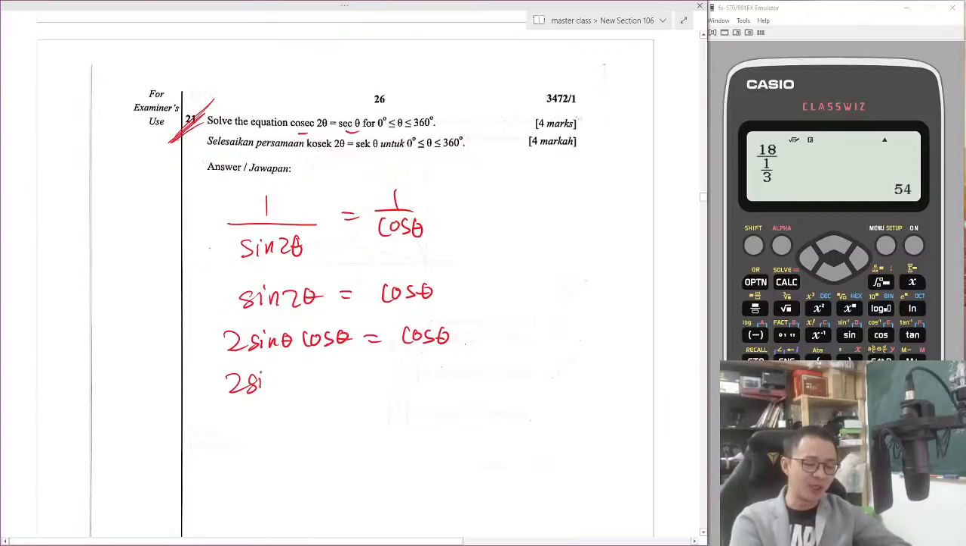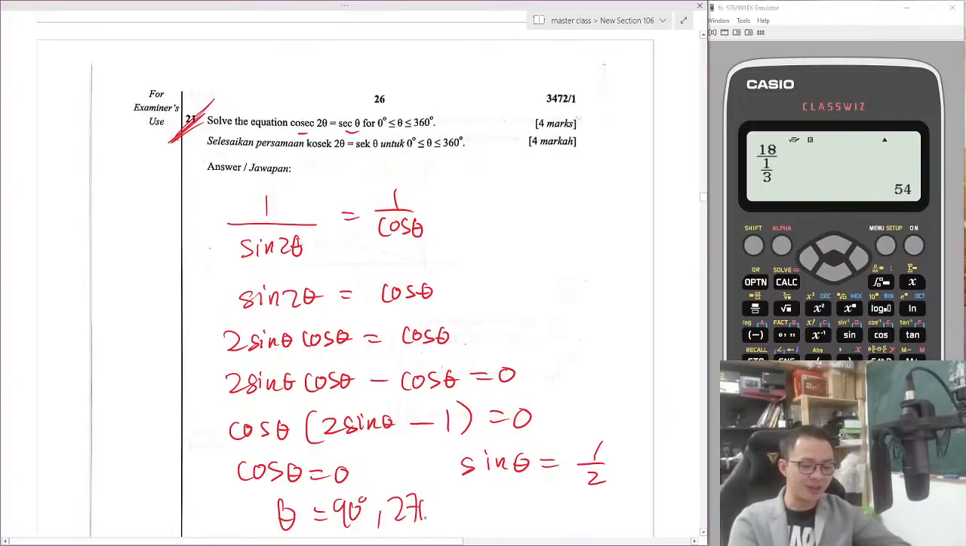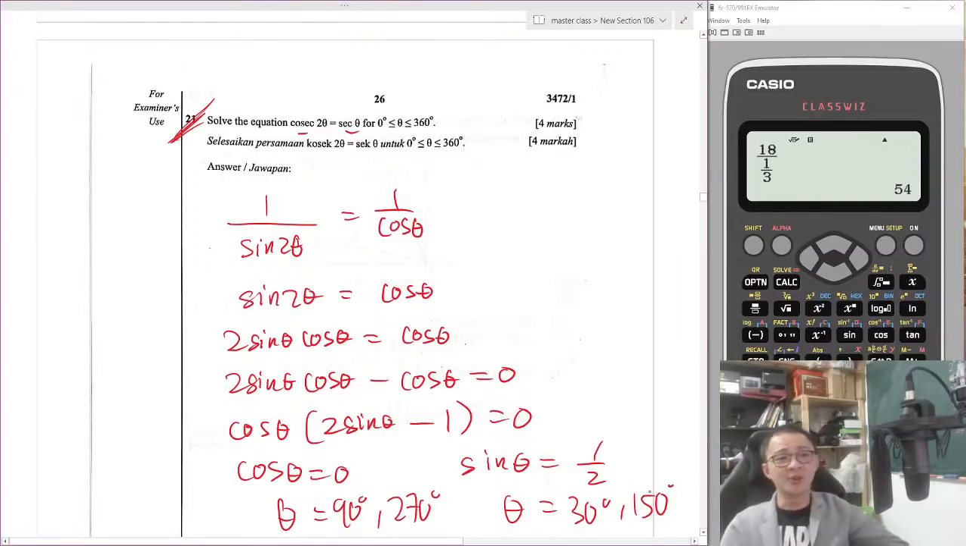So what you need to do is minus cos theta here. Then we factorize out the cos theta. We have 2 sine theta minus 1 equals 0. Then here we have cos theta equals 0 and sine theta equals 1 over 2. So cos theta equals 0 is 90 and 270 degrees. Sine theta equals 1 over 2 is 30 and 150 degrees. Therefore you should have the 4 answers, which are 30, 90, 150, 270.